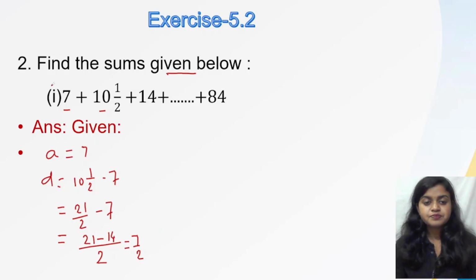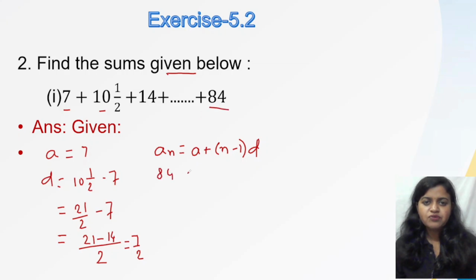Now we'll find the value of n, because we have to find Sn, and we don't know how many terms are in the AP. So first we have to find an. The formula for an is a plus n minus 1 into d. Here an is 84, this is the last term.